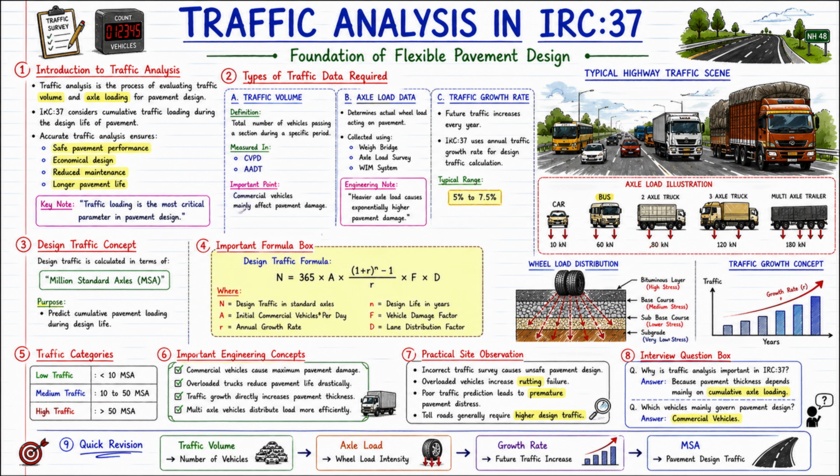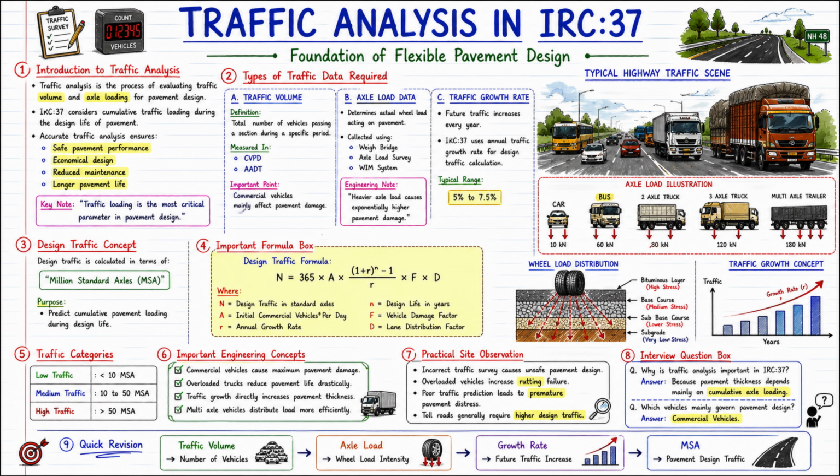Now let us look at the fourth topic of the slide: important formula box. The actual design traffic formula is given here. N = 365 × A × [(1 + R)^n − 1] / R × F × D. Here, N is design traffic, A is initial commercial vehicles per day, R is annual growth rate, n is design life, F is vehicle damage factor, D is lane distribution factor. Now this is the foundation of the entire pavement thickness calculation.